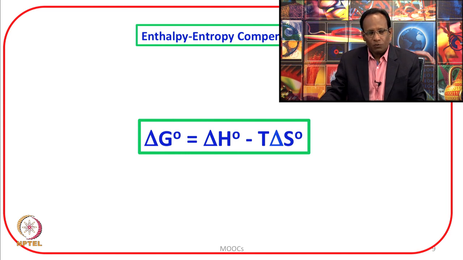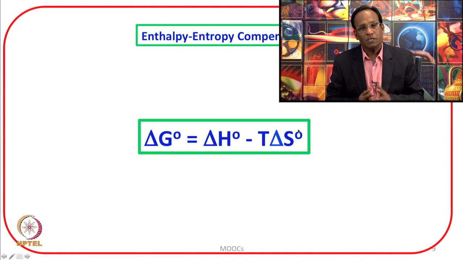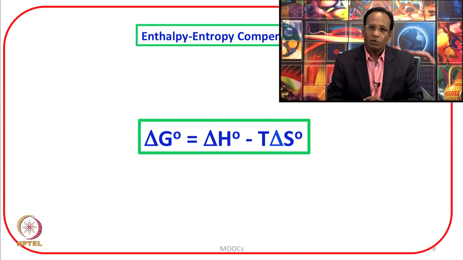So therefore, towards a rational drug design, the efforts have to be that we achieve a better negative value of delta H naught and not much compromise on the loss of conformational degree of freedom, not much loss on the entropic front.